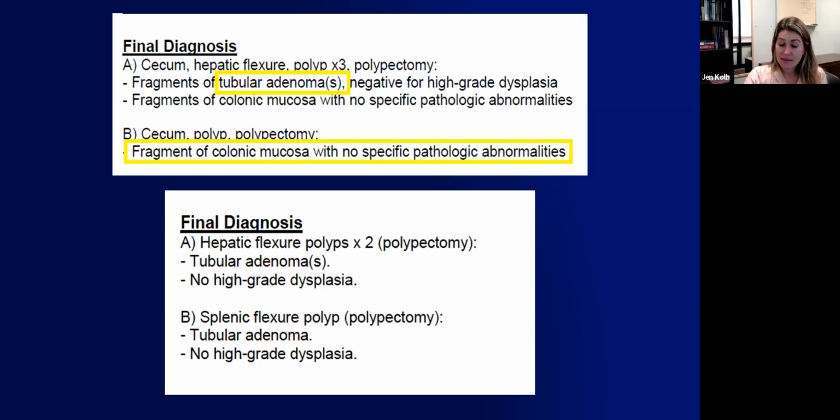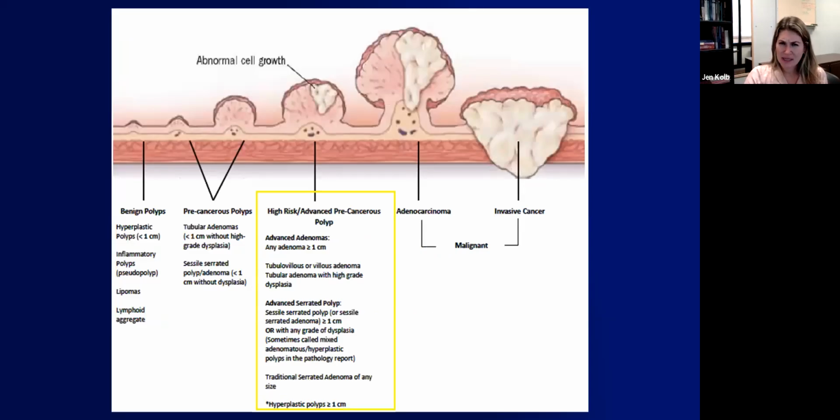And some pathologists will say no high-grade dysplasia or negative, and some just say tubular adenoma, and it's the same thing. It just depends how specific your pathologist is. Okay, this picture may look familiar. I think we had originally said that this was a good schematic for people to utilize in the clinic to get a sense of this spectrum from benign to cancer and everything in between.